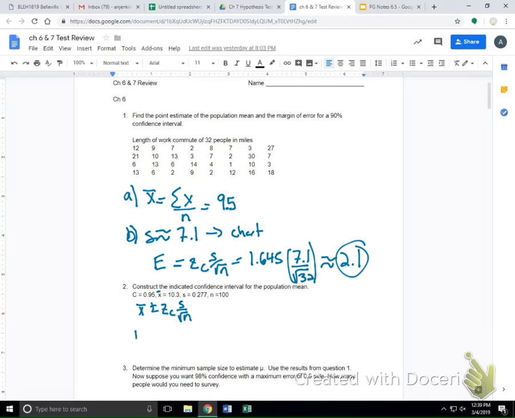You see that ends up being 10.3 plus or minus. You go back to the back of the book. Remember, this is a two-tailed test for confidence intervals. So the one associated with 95% is that 1.96 times that 0.277 all over the square root of 100. With that, you see that you end up with 10.3 plus or minus 0.054, which gives me an interval 10.2 to 10.4.